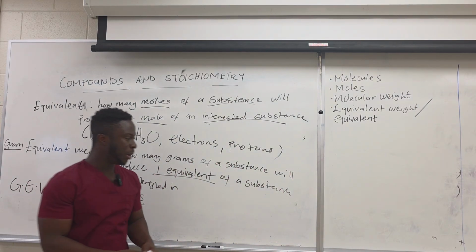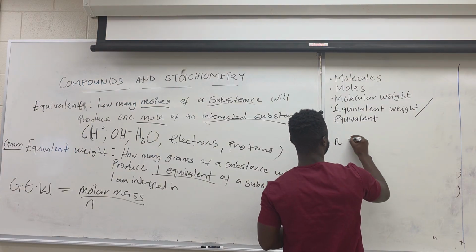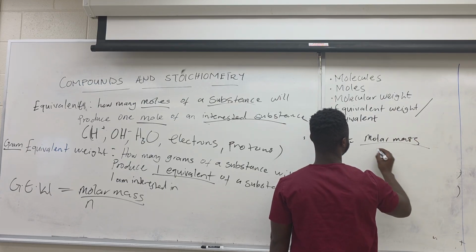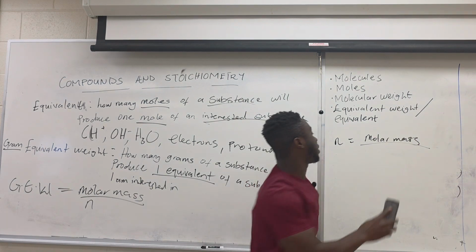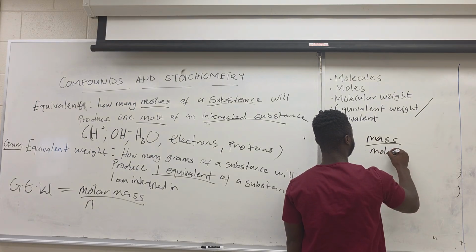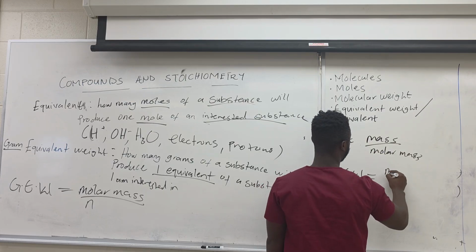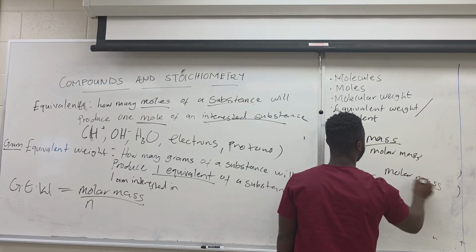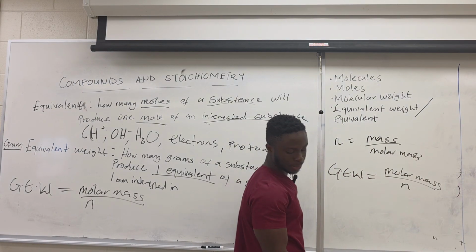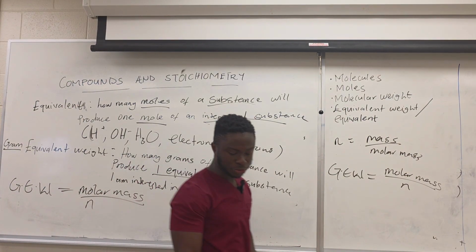So far, how many formulas have you gotten? We've gotten that the mole of a substance is equal to the mass of the substance divided by the molar mass. And we've gotten that the gram equivalent weight is equal to the molar mass divided by N, where N is the equivalence of the particles we are interested in. So that will do it for part 1 of this chapter.